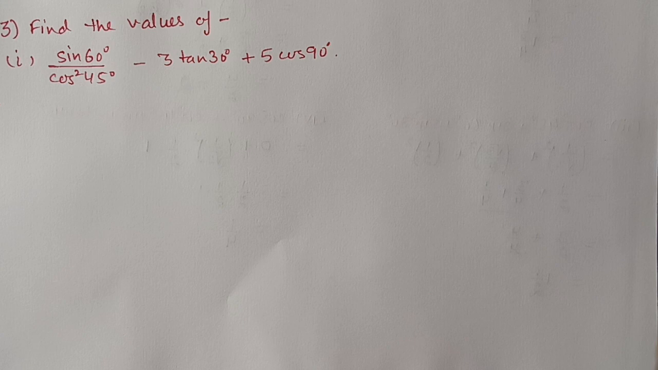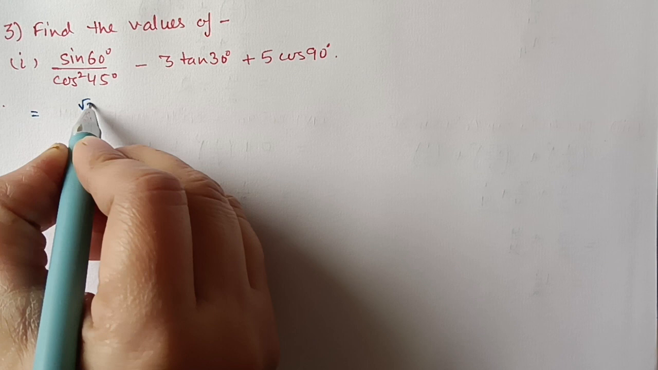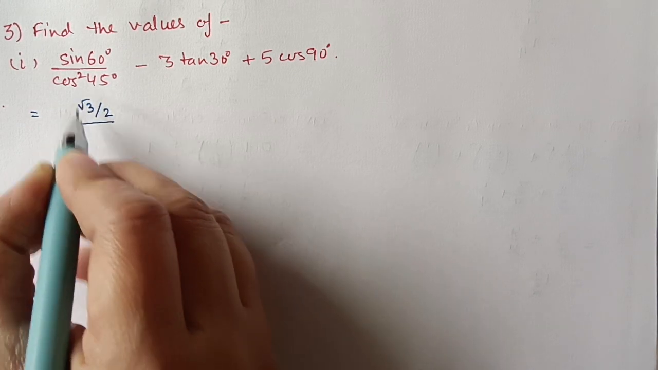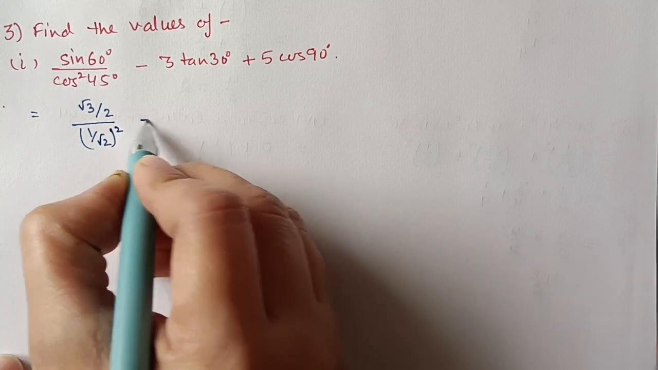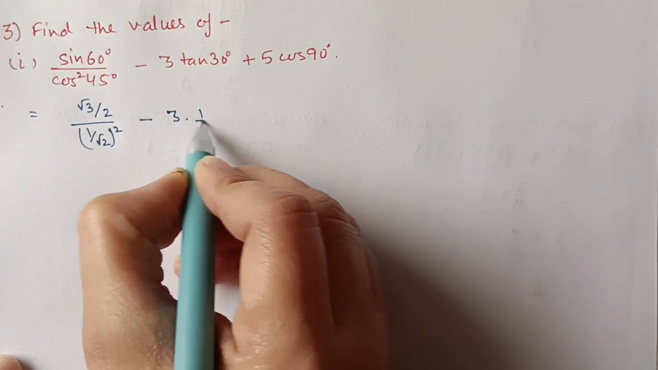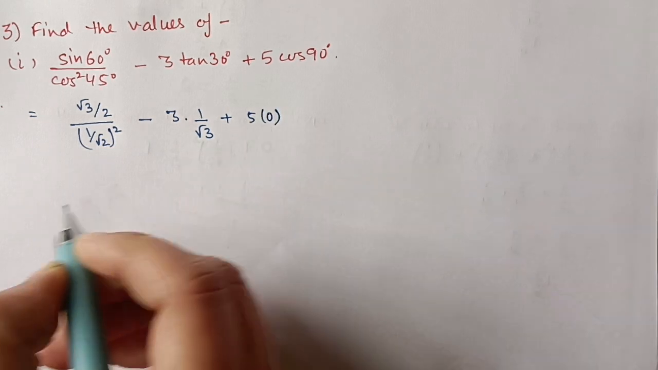Next, third question, first part. Find the value of sin 60 upon cos square 45 minus 3 tan 30 plus 5 cos 90. Sin 60 value is root 3 by 2. Cos 45 value is 1 by root 2 and square is there. Tan 30 value is 1 by root 3 and cos 90 value is 0.